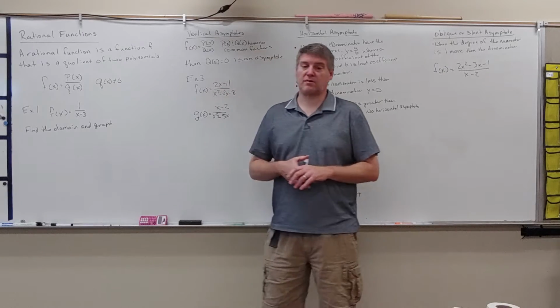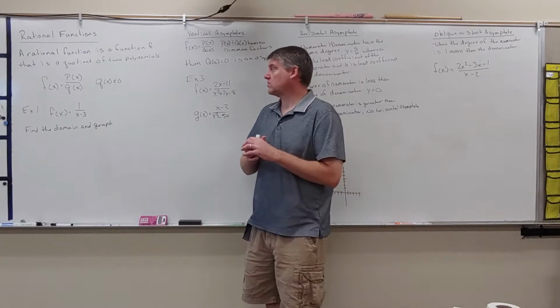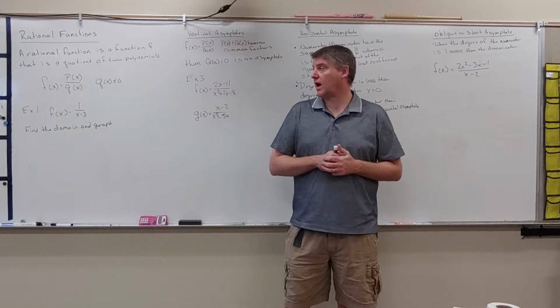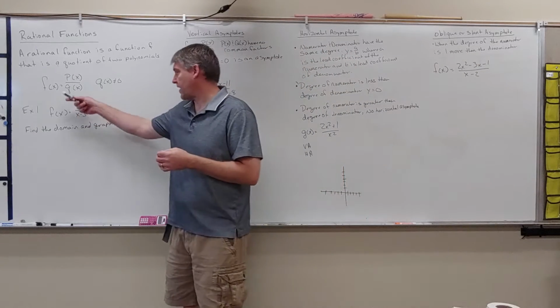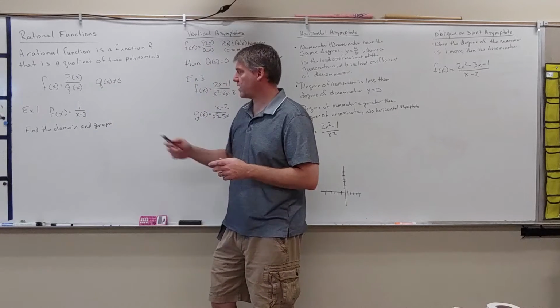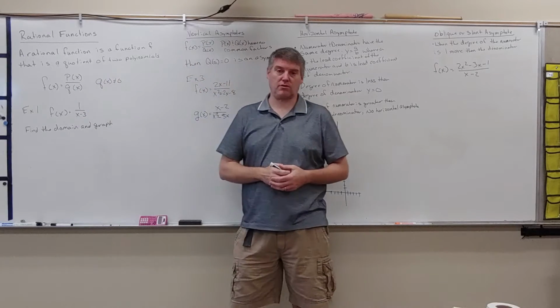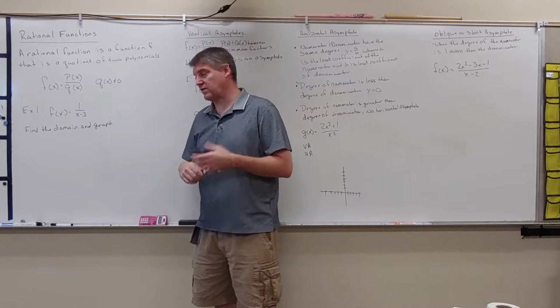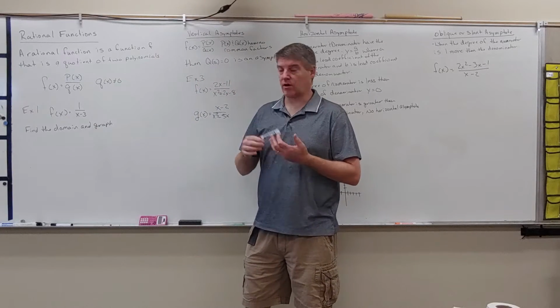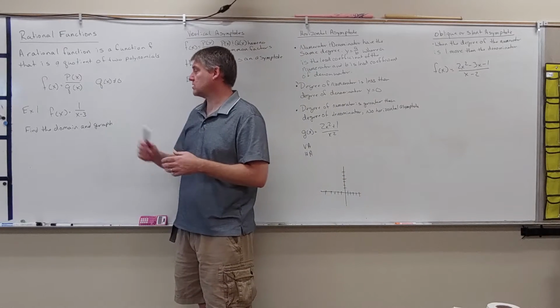All right, so we're going to talk about rational functions. A rational function is a function f that is a quotient of two polynomials. So f of x equals p of x over q of x, where q of x does not equal 0. Okay, if you remember this, sometimes there are some domain restrictions with regards to rational functions.